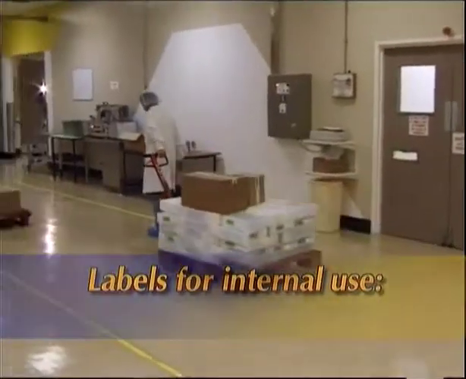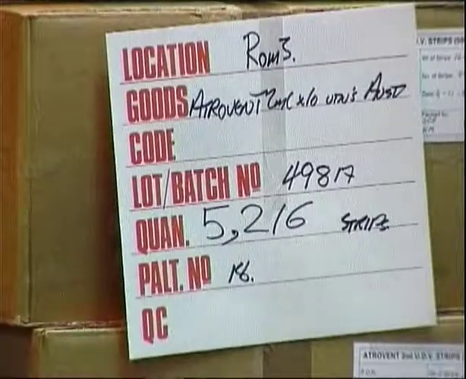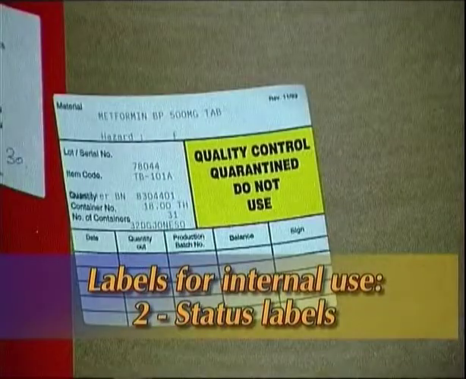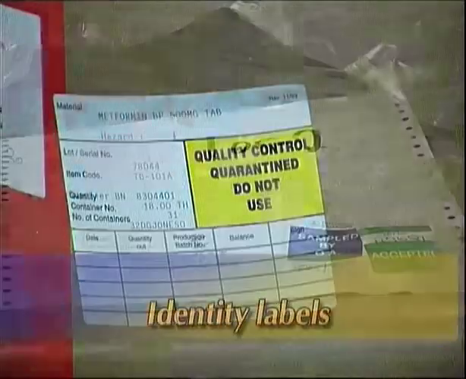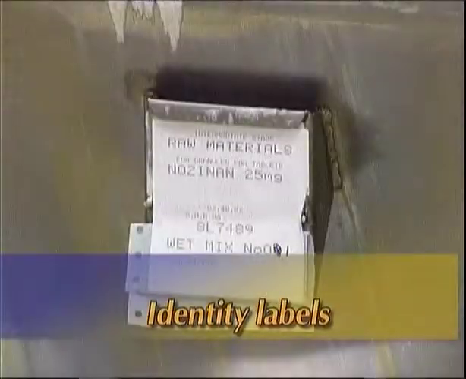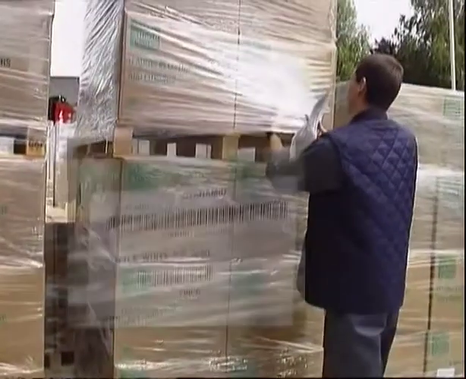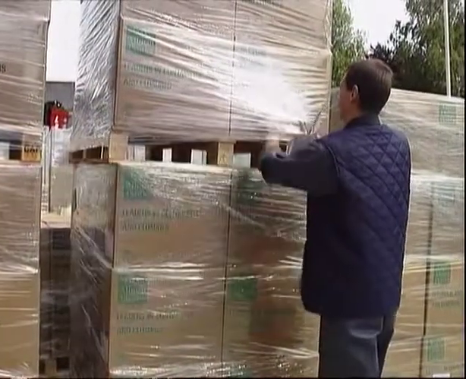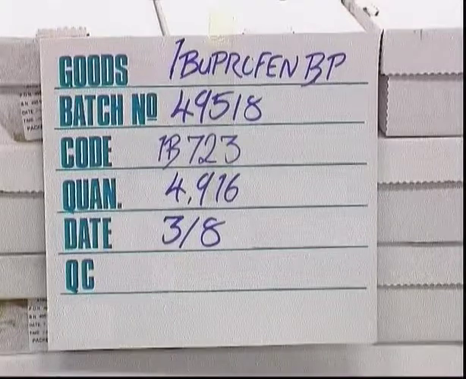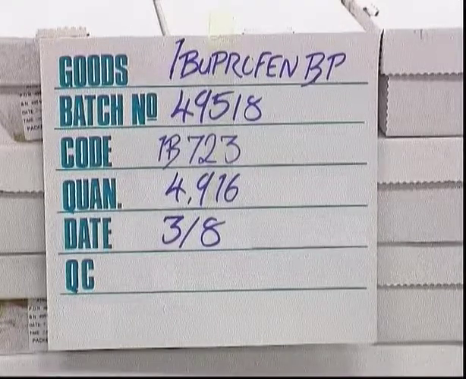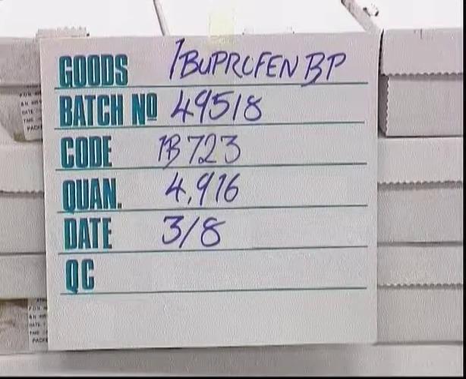There are two types: identity labels and status labels. Identity labels do just that and are placed on containers, equipment, bulk packages, materials containers, etc. to identify the product being made or the materials they contain. Apart from the product name or material type, they will also show the batch number, date, and material code number.